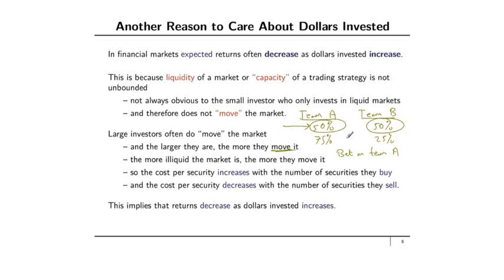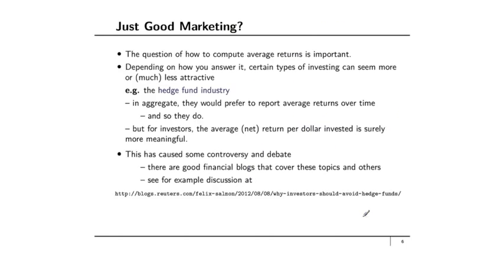So believe it or not, financial markets behave like that as well. The more you trade in some of these markets, especially for a big investor, the more you move the market against you. And so what happens is you tend to see decreasing returns to dollars invested. Now, the question of how to compute average returns is important. Depending on how you answer it, certain types of investing can seem more or much less attractive.